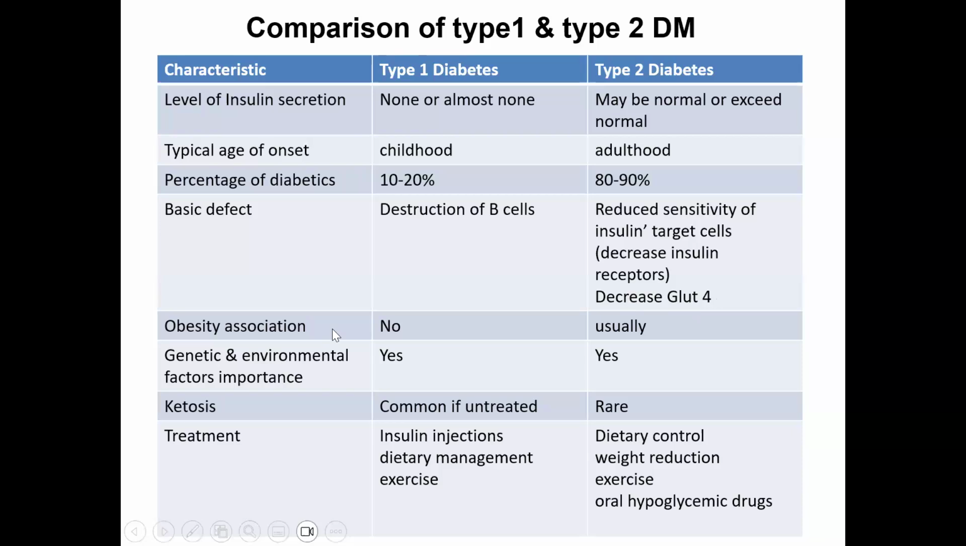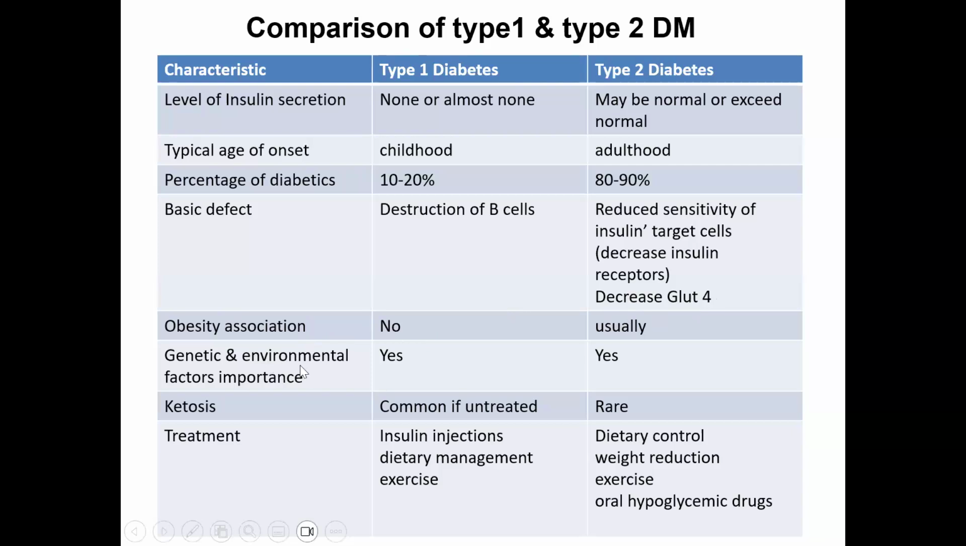Then obesity association. Type 2 diabetes is usually associated with obesity. So if a person is obese, he has more risk, more chances and more probability to develop type 2 diabetes, whereas type 1 diabetes is not associated with obesity.